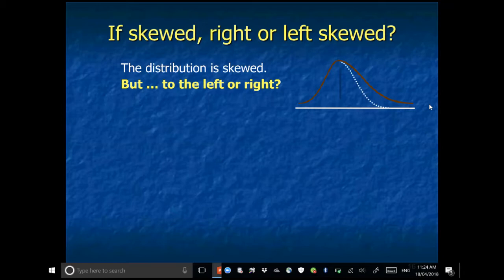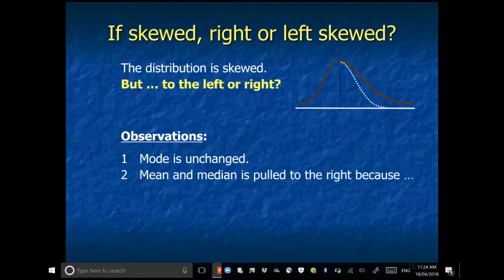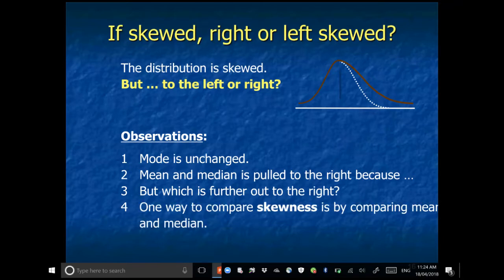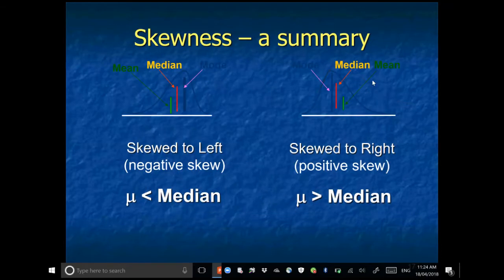So that will basically lift up the average. The mode will be unchanged, and the mean and the median will be slightly pulled towards the right if we have more observations towards the extreme right end. But the mean would be affected more than the median. So in the case of a right-skewed distribution, you will see that the mean is higher than the median.